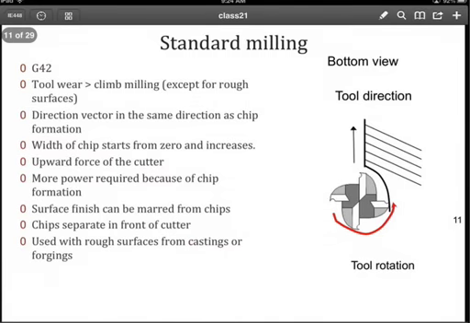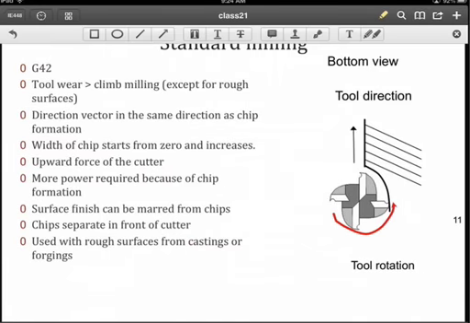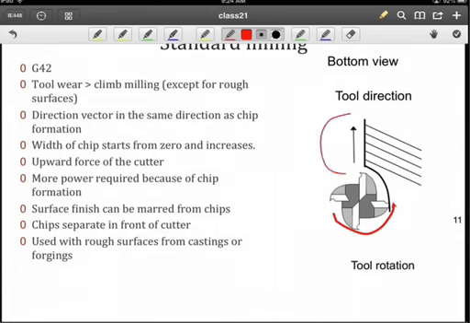If we look at standard milling, again looking at a bottom view of our tool with respect to the workpiece, you can see here our tool direction. We're moving along the surface here, and we're entering at this region of our workpiece, and then we're exiting here. If you look at that with respect to your tool compensation, the G42, you can see we're moving to the right of the workpiece from the top view, or the workpiece is to our left.